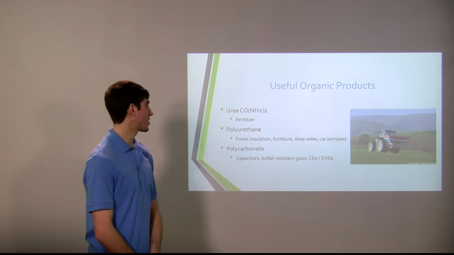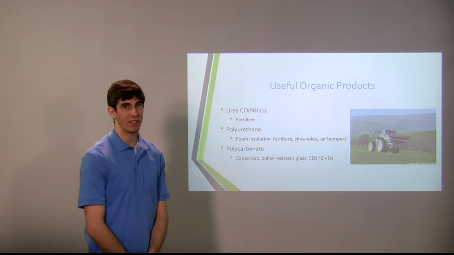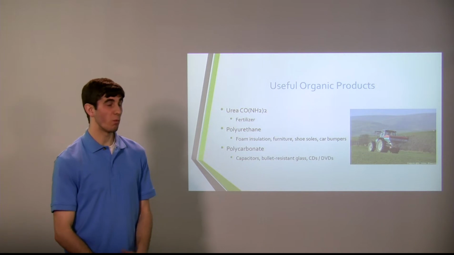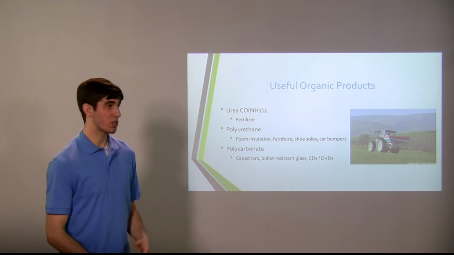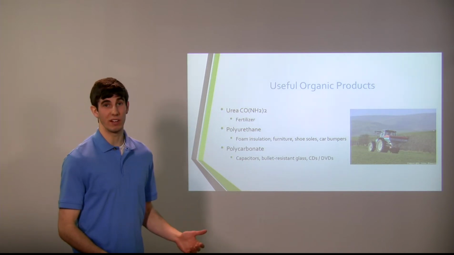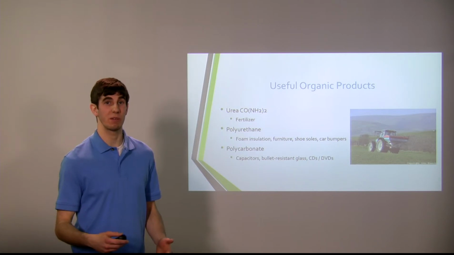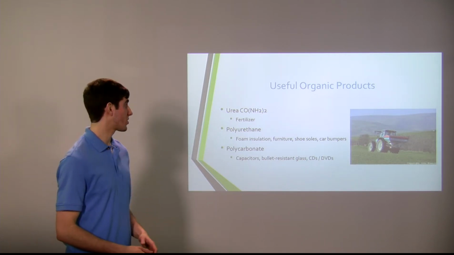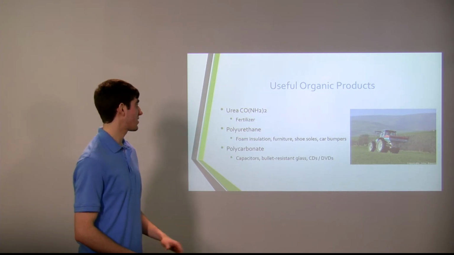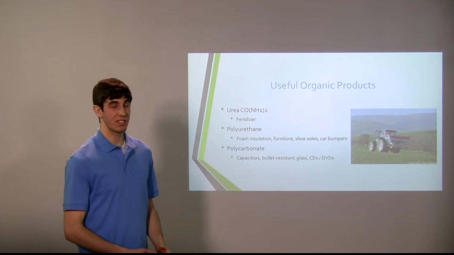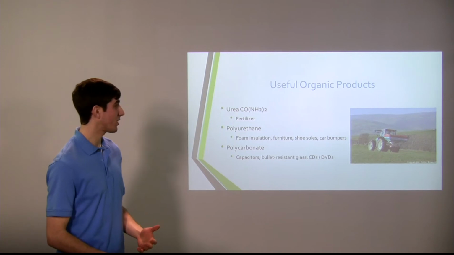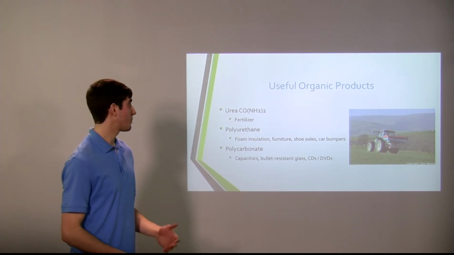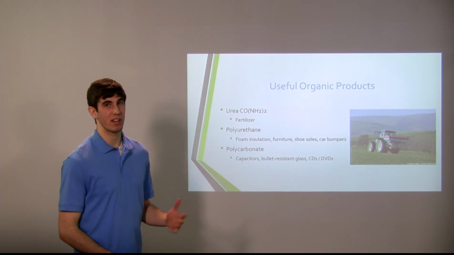I included here a picture of a tractor spreading fertilizer for two reasons. The first being the fertilizer, which almost certainly contains urea, which, as mentioned earlier, can be produced from carbon dioxide in the atmosphere. But also, the tractor has a seat cushion inside. The seat cushion, which is made of polyurethane foam, can be produced from carbon dioxide as well.